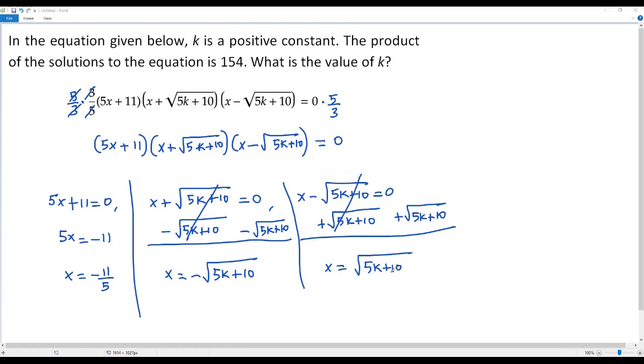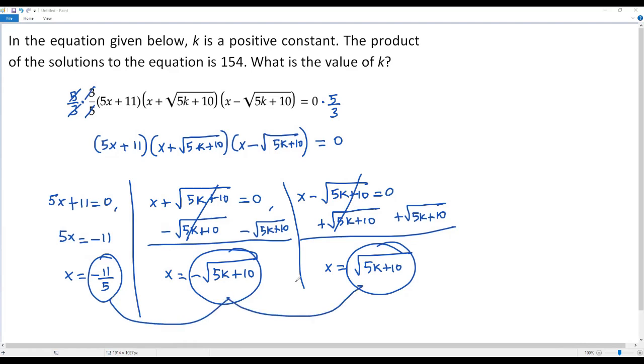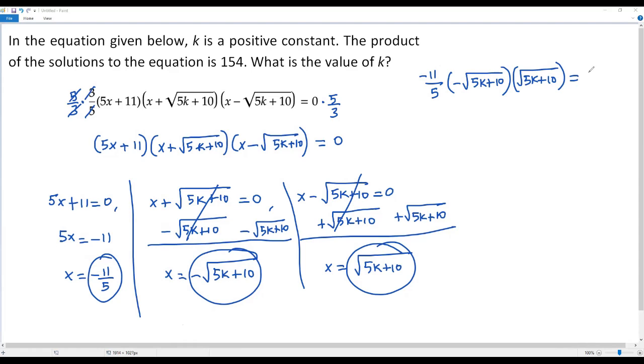Now I got all the solutions for the given equation. All solutions means three solutions: this is the first one, this is the second one, and this is the third one. According to the given information, the product of the solutions is 154. So when I multiply these three, the product equals 154. Let me multiply them: negative 11 over 5 times negative √(5k + 10) times √(5k + 10) equals 154. Multiplying negative by negative gives positive 11 over 5.